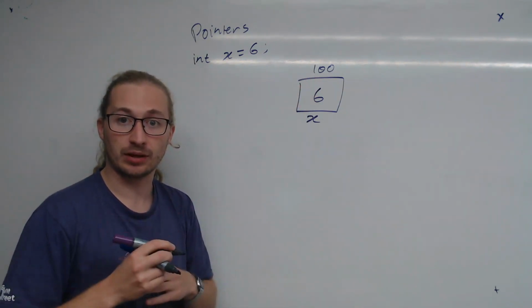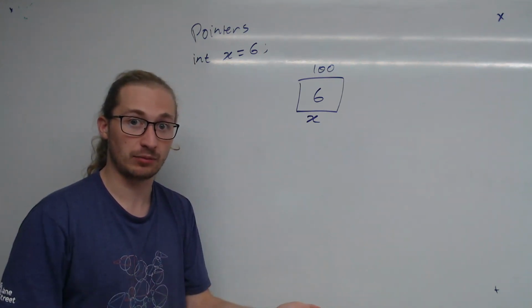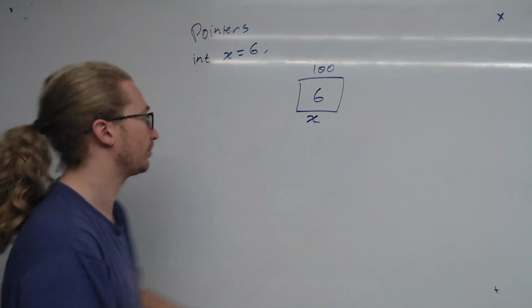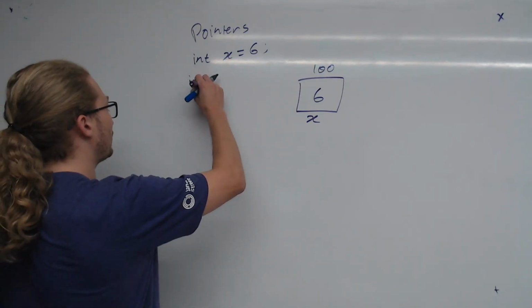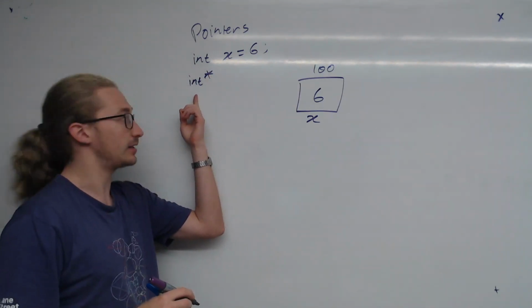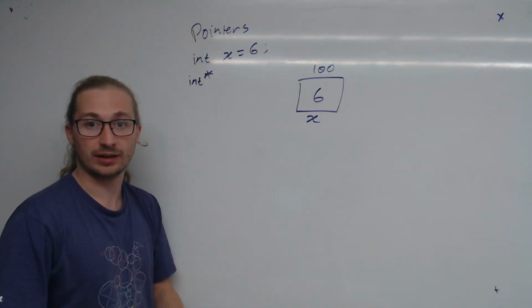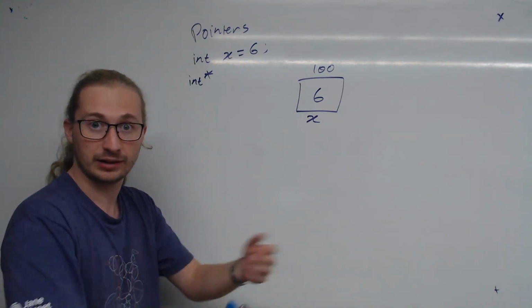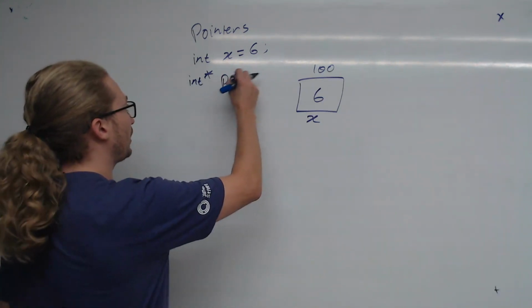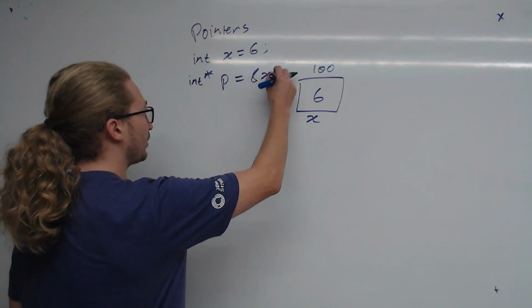I can then have something that points to that int, or something that tells me where that int lives in memory, and we call this an int pointer. So the type in C will be int star. This indicates that the following variable will be of type int pointer. That is, it's a memory address of where an integer lives. I'll call it p. And I'll allow p to take on the address of x.